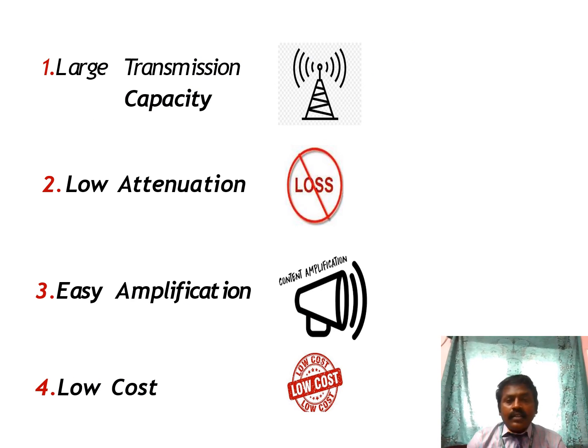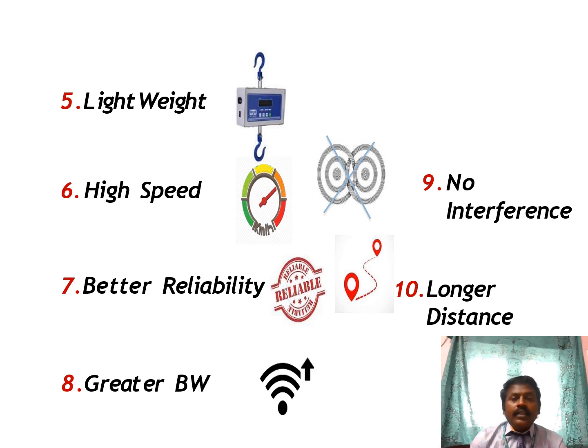Then the larger transmission capacity, so we can transmit over a longer distance with more capacity. Then the attenuation is very low, 0.2 dB per kilometer. Then the amplification is very simple, and ultimately the cost is very low. Then lightweight system and high speed in terms of terahertz, better reliability and greater bandwidth, and the interference is negligible, so there is no interference, and we can go for longer distances.